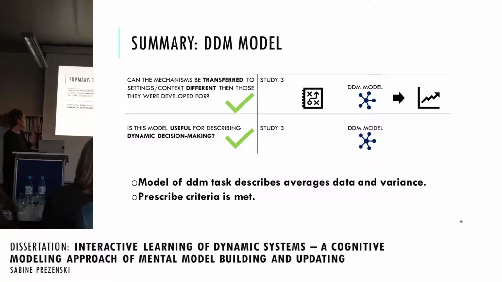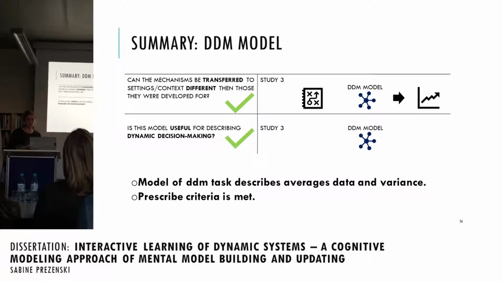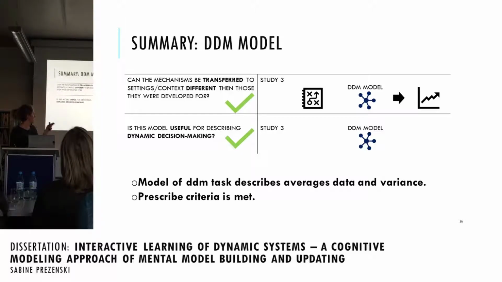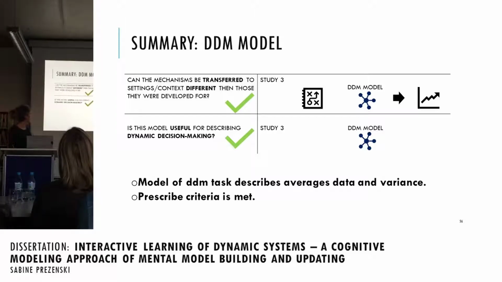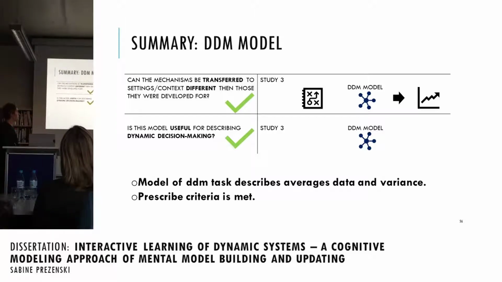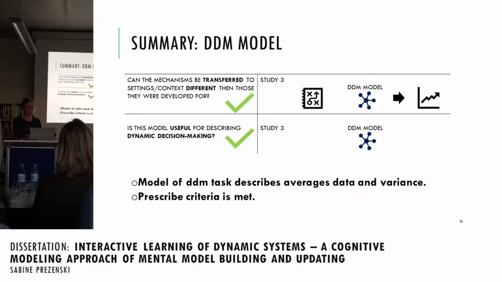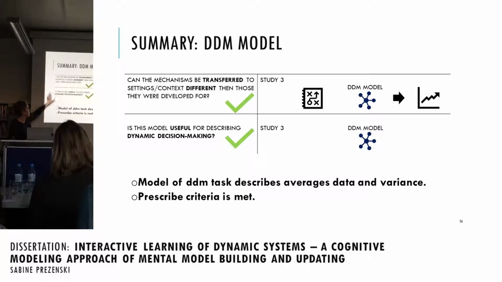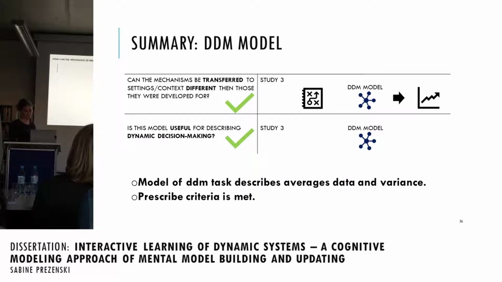And now about the dynamic decision-making model, the questions are, can the mechanisms be transferred to settings and contexts different to those they were developed for? So the same mechanisms were used and a new model was implemented, so yes. And is this model useful for describing dynamic decision-making? I think the model describes average data and also variance, and for the first question, the prescribed criteria is met.